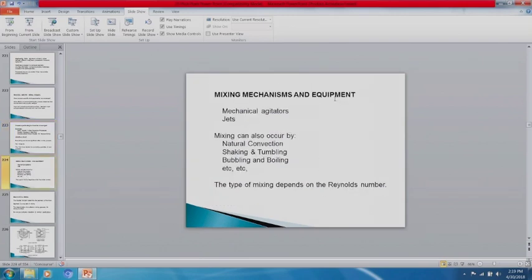The other thing about mixing is you have to recognize you have all kinds of different types of mixing out there, and you should be aware of them. First, mixing occurs by mechanical agitators and by jet mixing. Now, of course, you must realize that there's natural convection mixing, shaking, tumbling mixing, boiling, and bubbling mixing. A pot on the stove that's boiling water, it's well mixed.